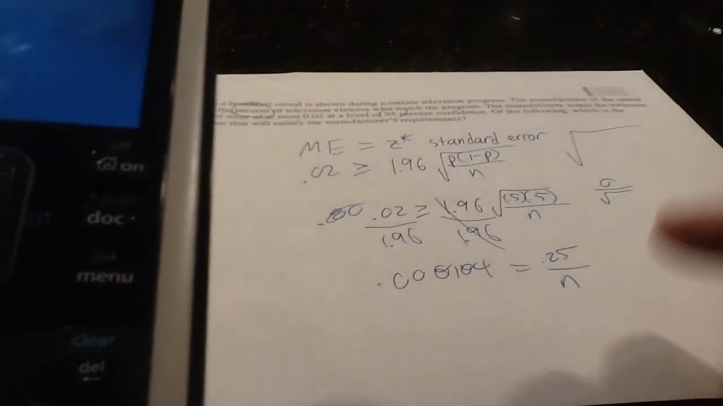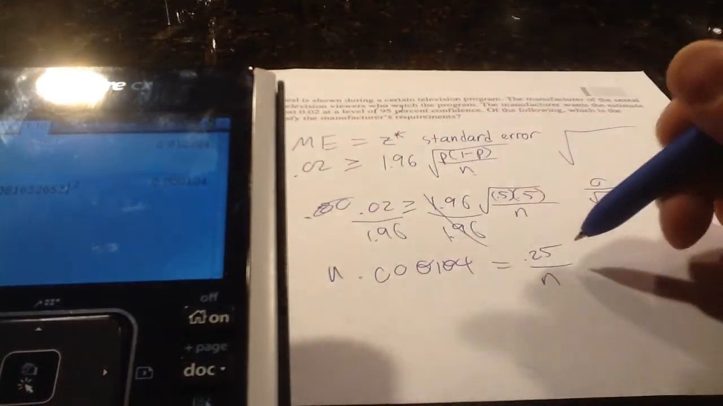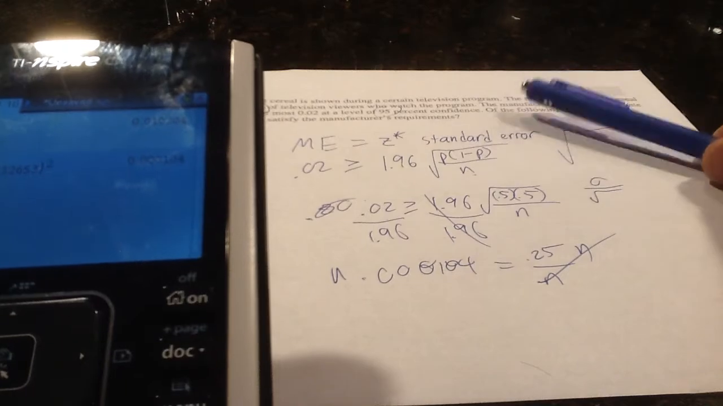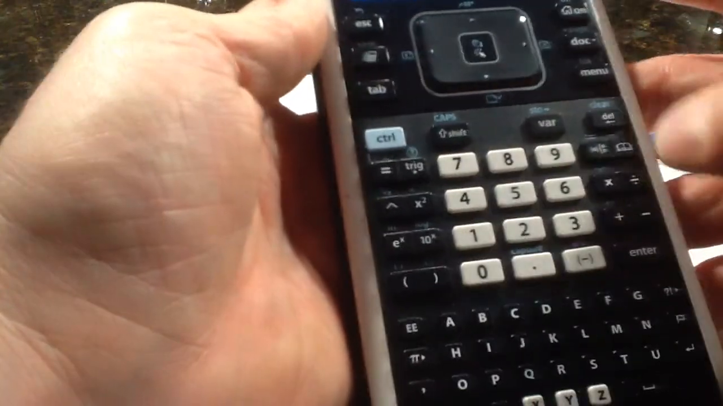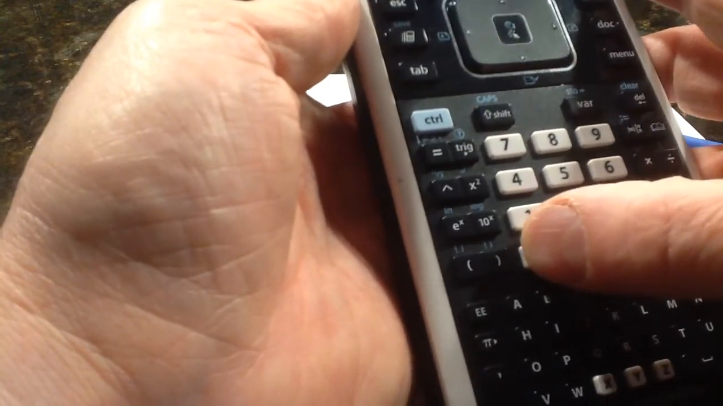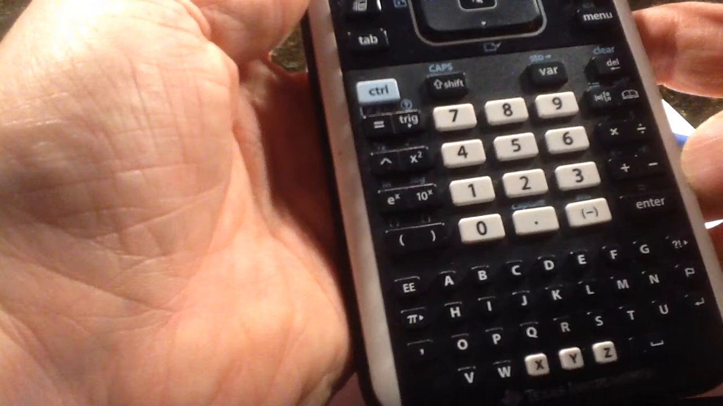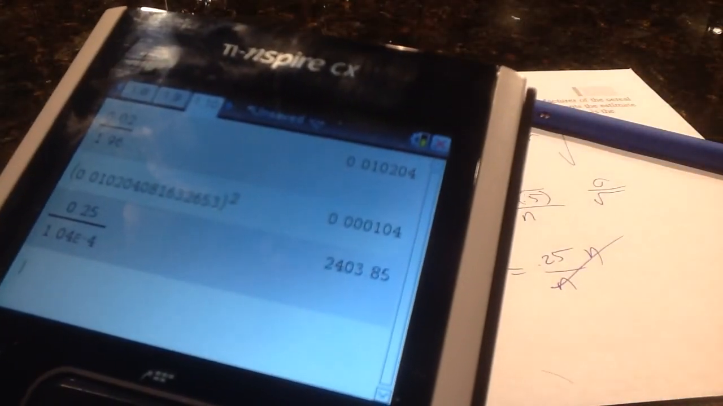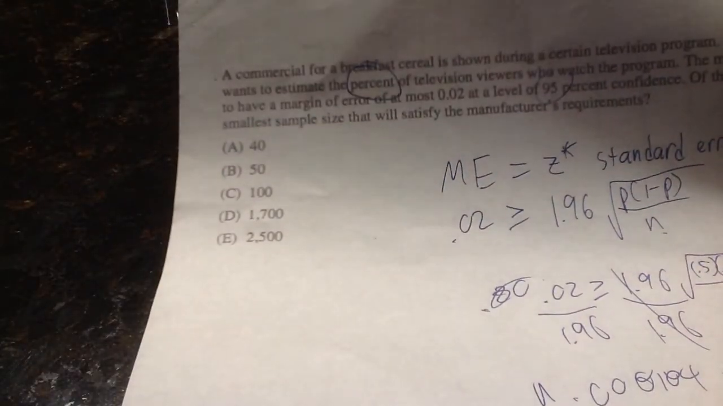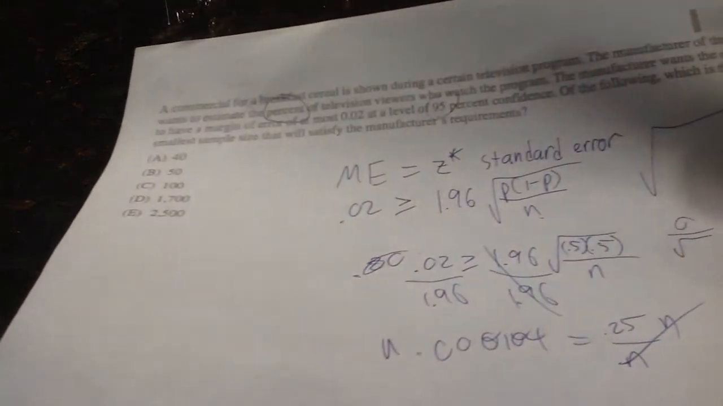So, multiply both sides by n. Looks like we're doing 0.25 divided by 0.1231104. Enter. And I end up with this. And I look at this. It's close to 2,500, but let's answer the question.